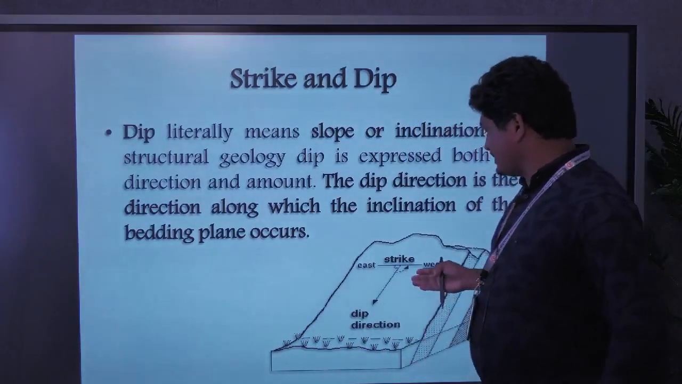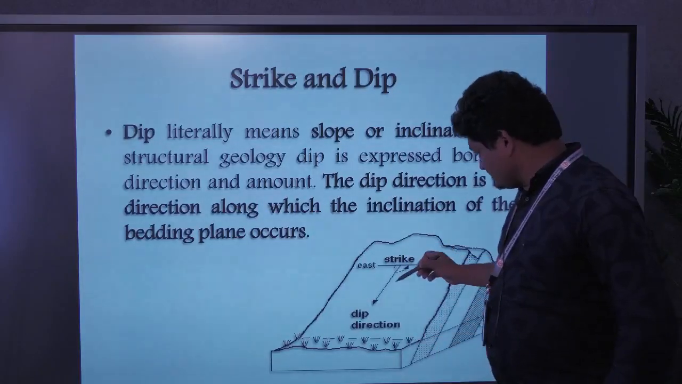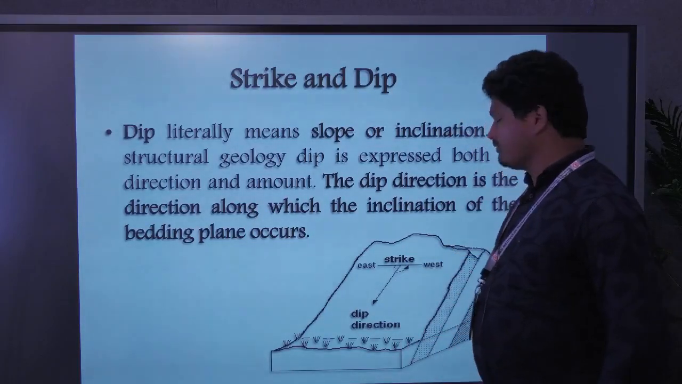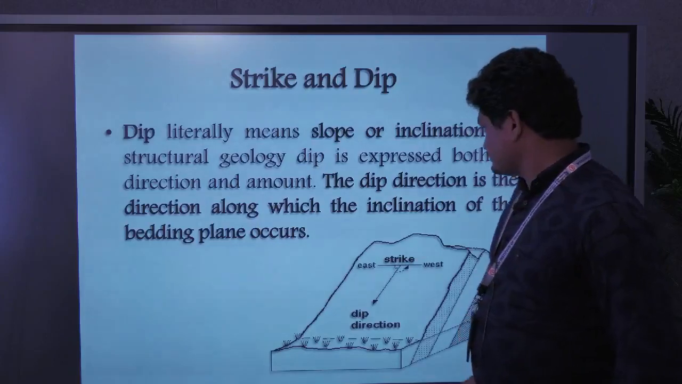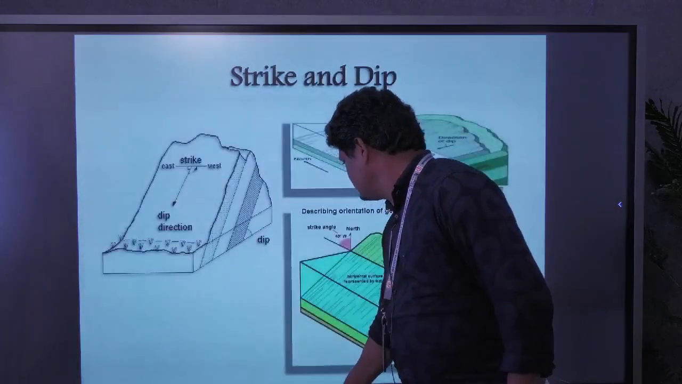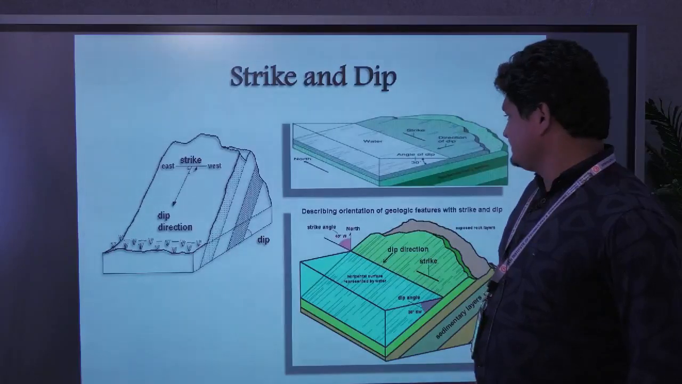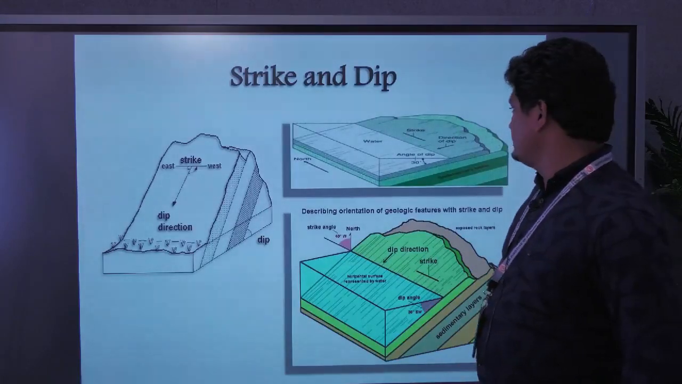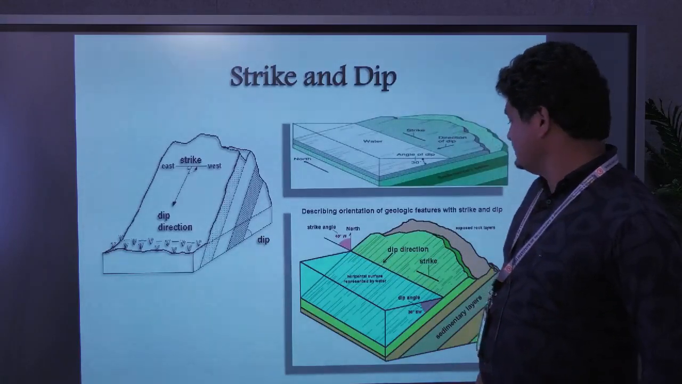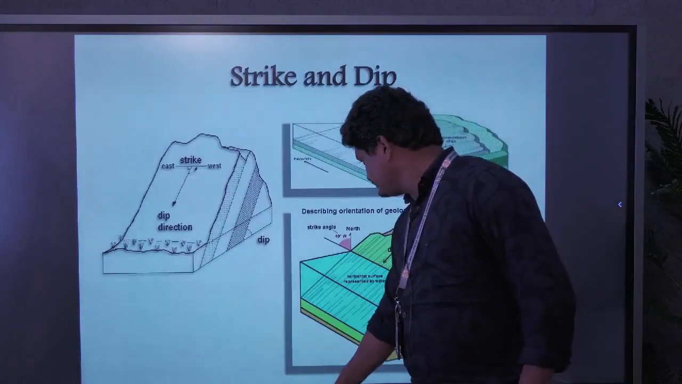So dip is always perpendicular to the strike. It is the inclination in the downward direction. These are the different aspects of strike and dip, and how they are calculated in the field area.